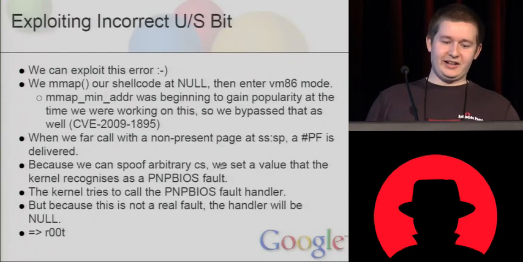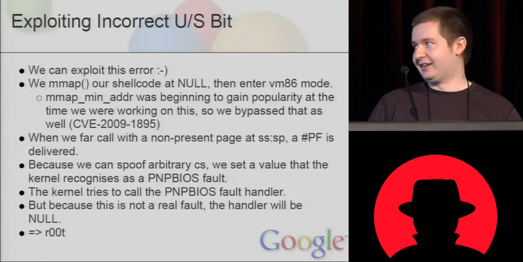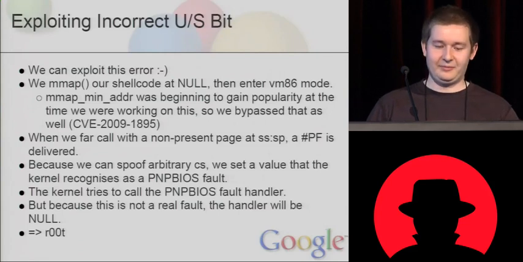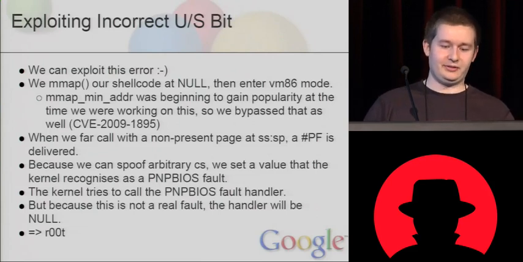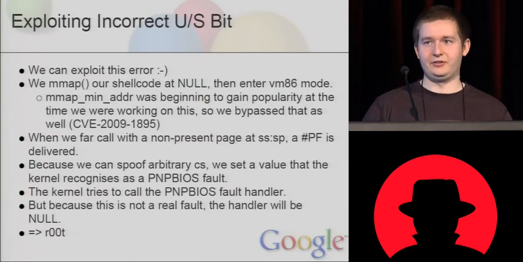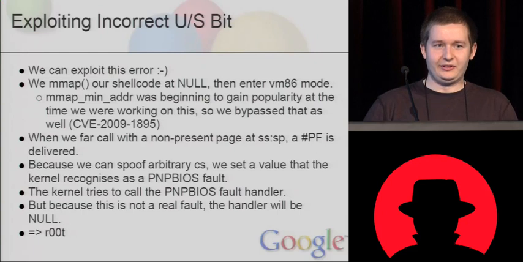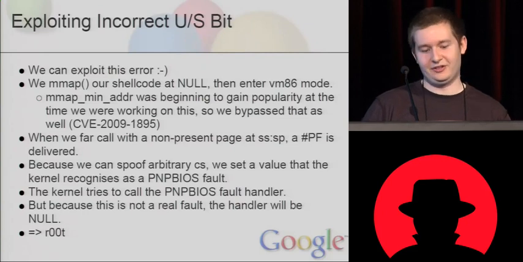Believe it or not, we can actually exploit this error. It might be surprising, but we worked on this and got it to work. All we have to do is mmap our shellcode at null, and then we enter VM86 mode. When we were working on this, a new feature called mmap_min_addr was beginning to gain popularity. At the time we were concerned that people would say this issue wasn't realistic because mmap_min_addr had just been introduced. So we found a way to bypass that as well, which we're going to talk about later.